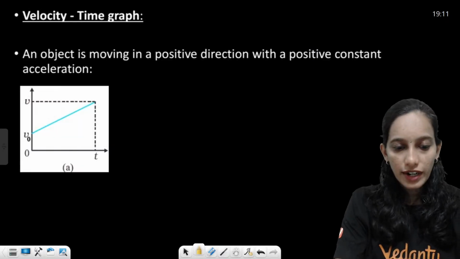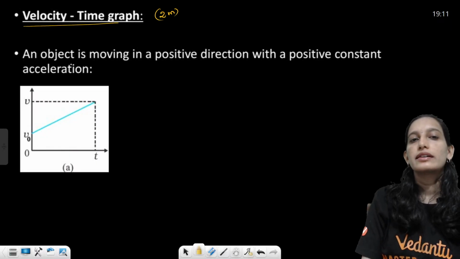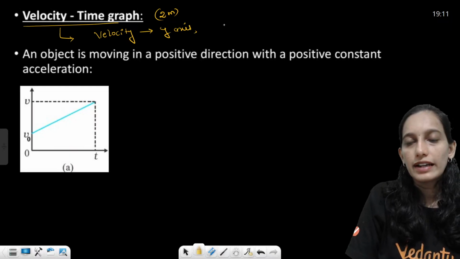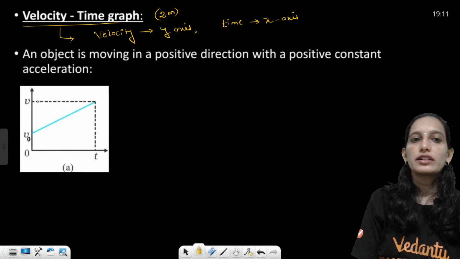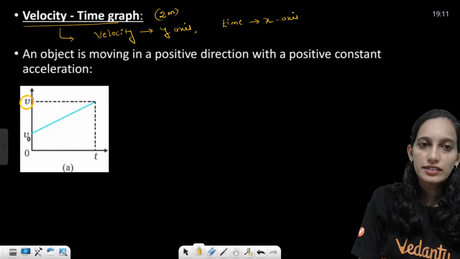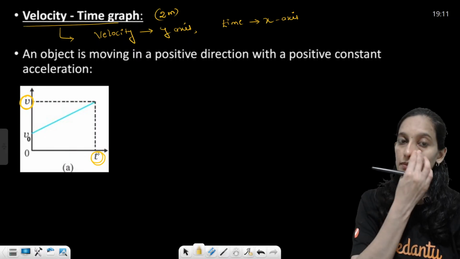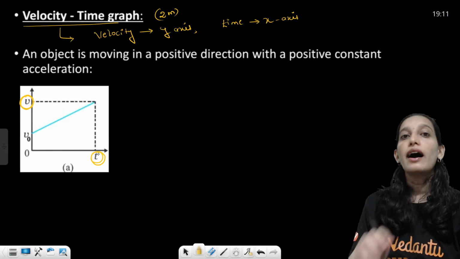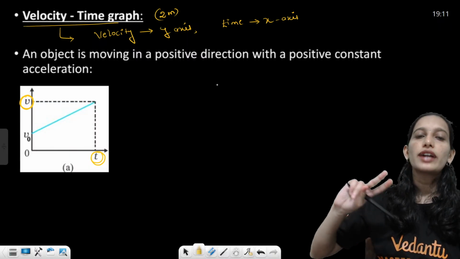The other type of graph that will be asked is the velocity time graph. Again, this is also important for 2 marks. Here we plot velocity along the y axis and time along the x axis. You have to label the axes: v on the y axis and t on the x axis. That is labeling in the graph. Only then do you get marks. If you plot velocity along y axis and time along x axis, we call that graph a velocity time graph. Again, any two graphs they may ask for 2 marks.